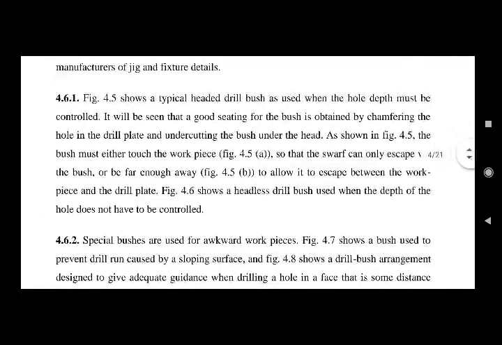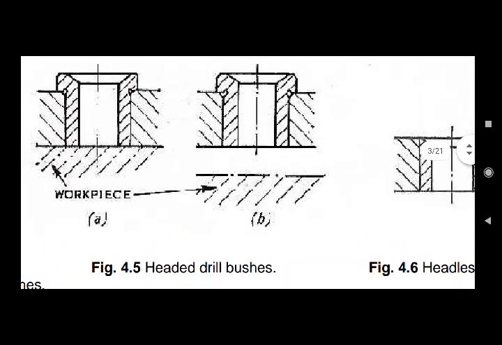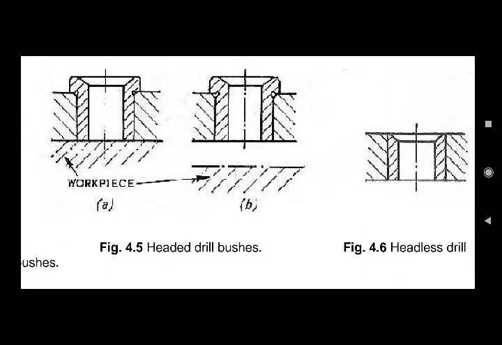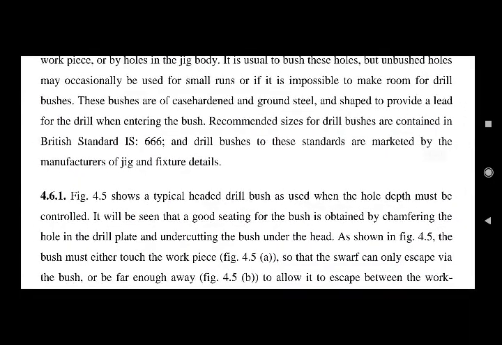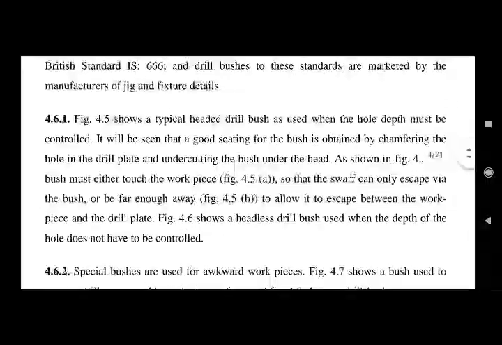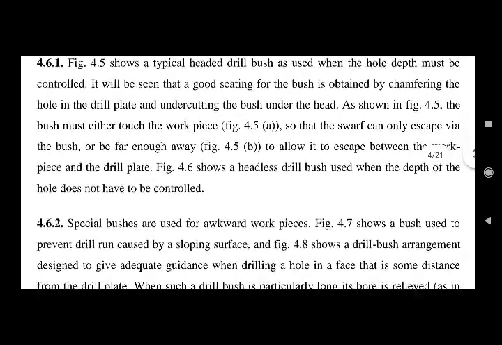Now the diagram 4.5 shows headed drill bushes. You can see a typical headed drill bush, used when the hole depth must be controlled. It will be seen that a good seating for the bush is obtained by chamfering the hole in the drill plate and undercutting the bush under the head. Now the bush must either touch the workpiece so that the swarf can only escape via the bush, or be far enough away to allow it to escape between the workpiece and the drill plate.